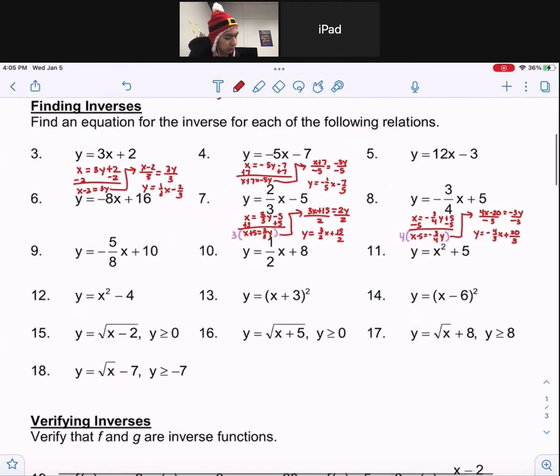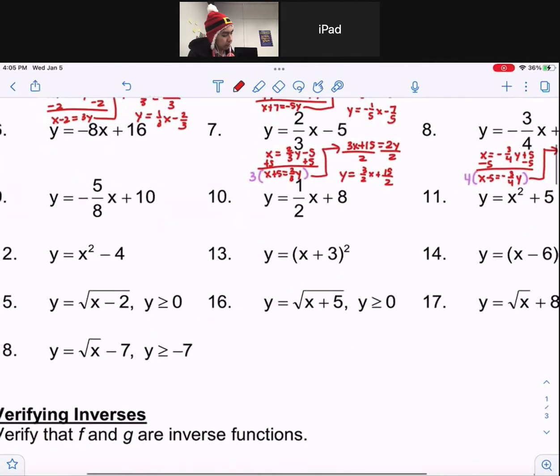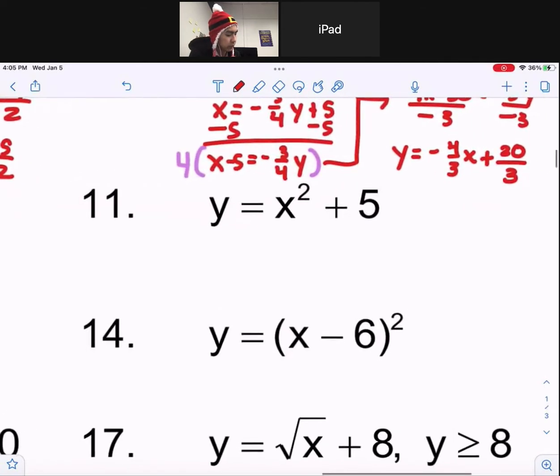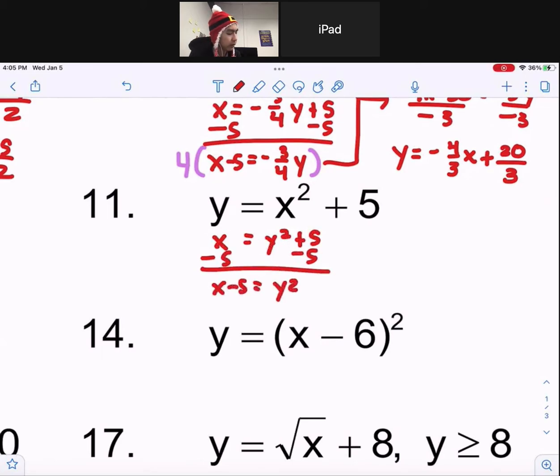Let's try 11, 12, 13, and 14. We'll try 11 first. Switch your variables, solve for y. So x minus 5 equals y squared. To get rid of that second power, you square root both sides. And our inverse function is going to be plus or minus the square root of x minus 5.